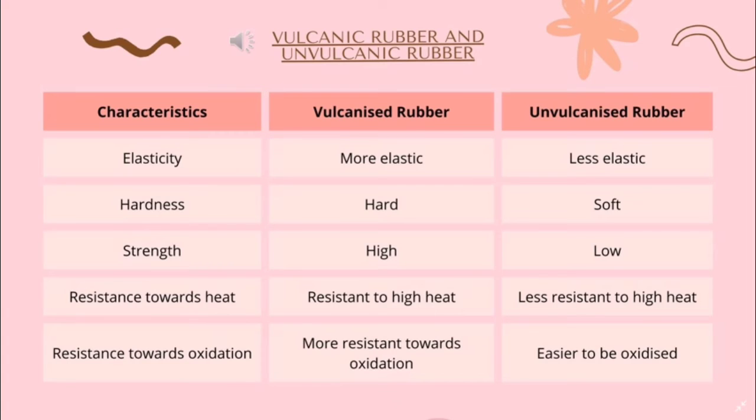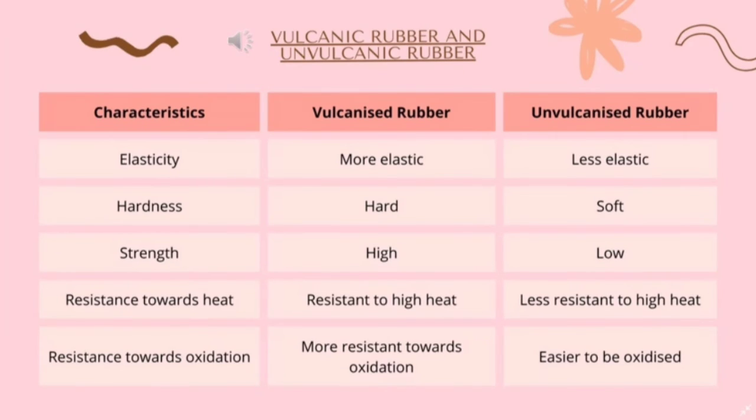The differences between vulcanized rubber and unvulcanized rubber. So vulcanized rubber is more elastic than unvulcanized rubber, and the hardness is hard, while unvulcanized rubber is soft. Vulcanized rubber has a high strength. On the other hand, unvulcanized rubber has a low strength, which is kind of weak.